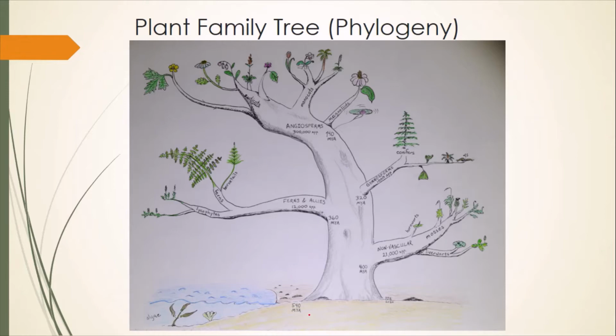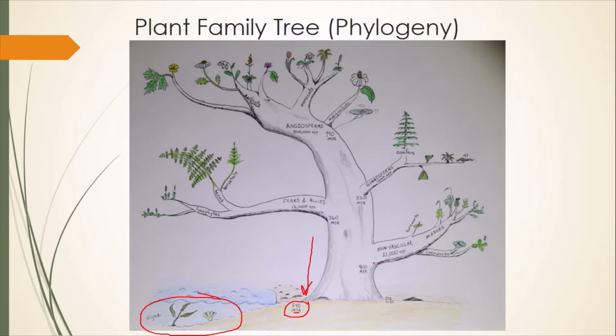A couple things about these. The further down we go on this diagram, the older something is. And so we start here at 540 million years ago. That's what MYA stands for. And that's where we first start to see land plants coming sort of out of the water and forming the plant kingdom. Before that, we just had algae in the fossil record.